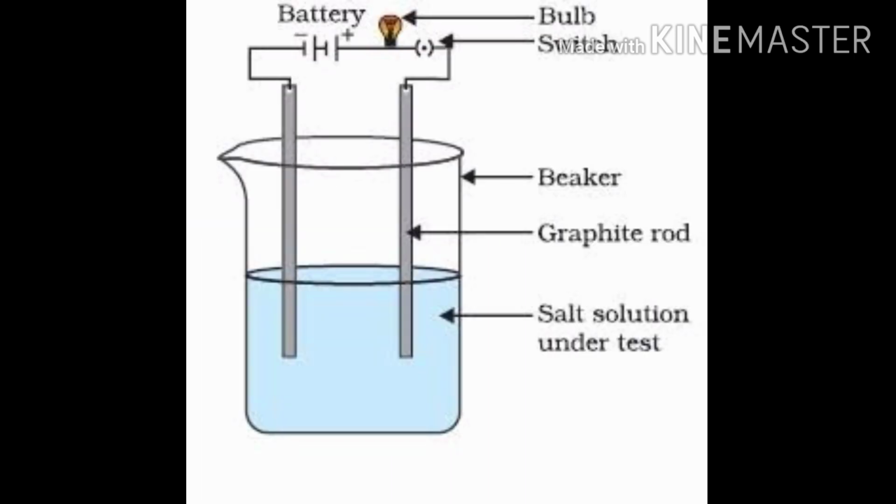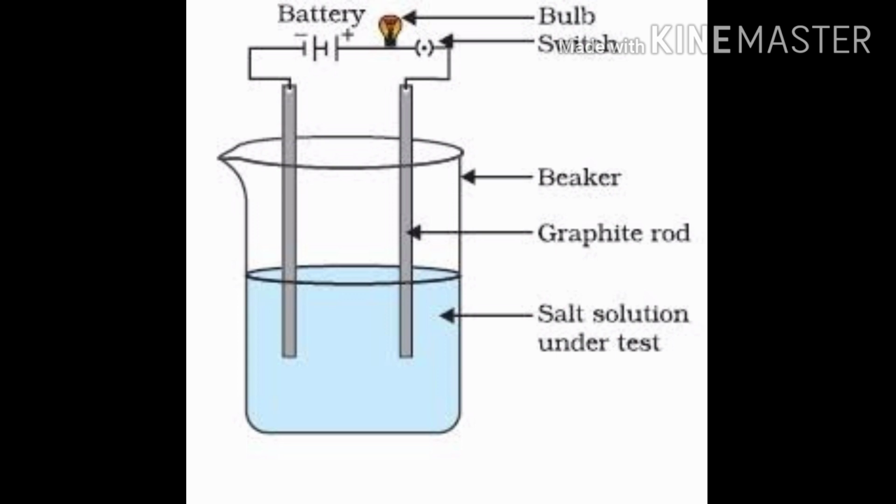A solution of an ionic compound in water conducts electricity due to the movement of positively and negatively charged ions present in it. On passing electricity through the solution, these ions will move towards oppositely charged electrodes. For example, this is a setup for testing the conductivity of a salt solution.